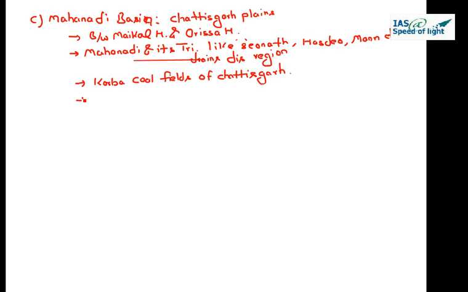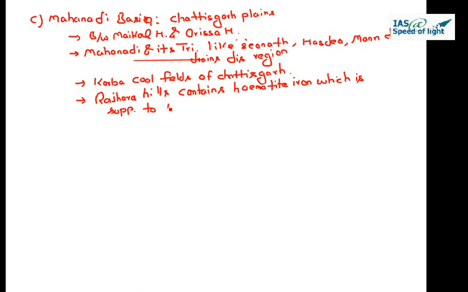Another thing we have to remember is one hill name, Rajhara Hills, which contains hematite iron, which is supplied to Bhilai steel plant. Right. So these are the things which you have to remember for the Mahanadi Basin.